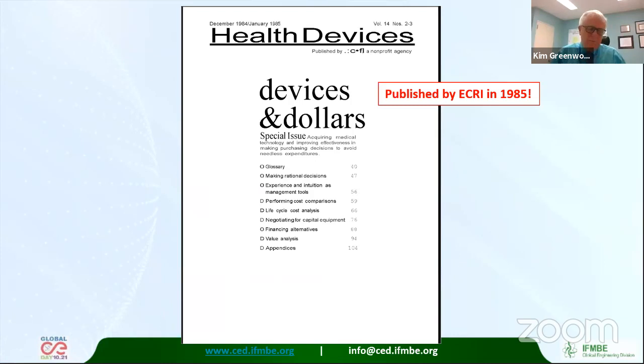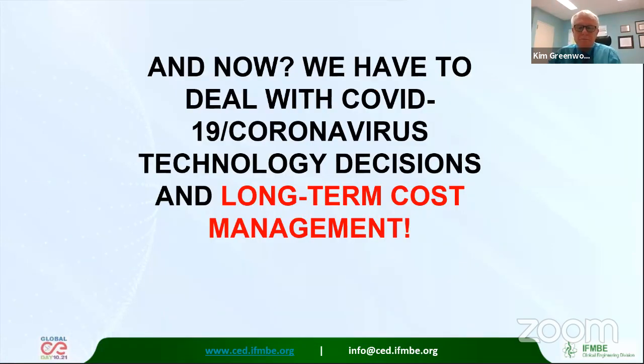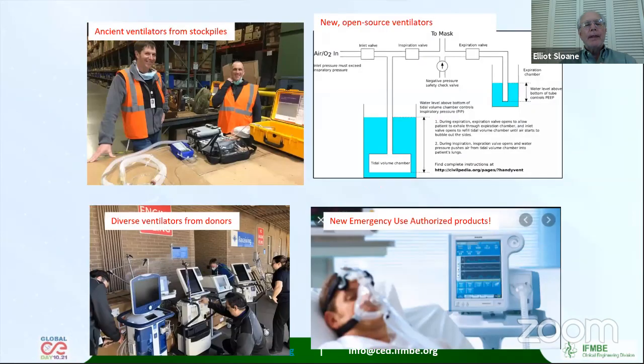Next slide. And now we have to deal with the COVID-19 coronavirus technology decisions and those long-term cost management issues. Next slide. And that includes ancient devices that we're pulling out of warehouses and stockpiles, diverse ventilators coming from many other hospitals and donors, new open source ventilators and products that are being built in individual hospitals, and new products that have EUA or emergency use authorization only, that in fact may not be used past the duration of the coronavirus pandemic. Next slide.